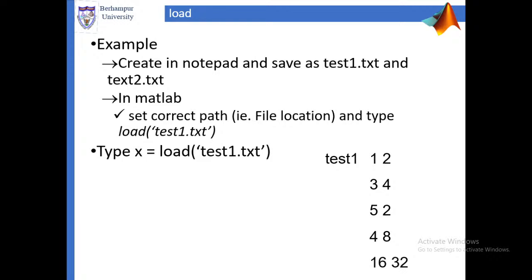Now my test1 file will contain this data: 1, 2 in the first row, 3, 4 in the second row, 5, 2 in the third row, 4, 8 in the fourth row, and 16, 32 in the fifth row. So we have got 5 rows, and in each row the data is given. So this is my test1. This is what we have created.